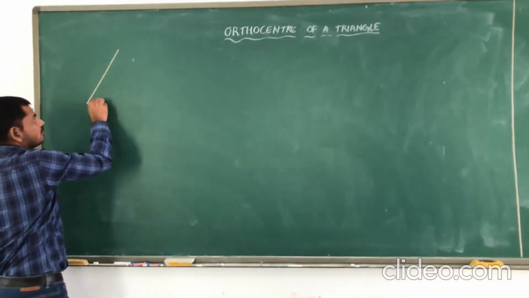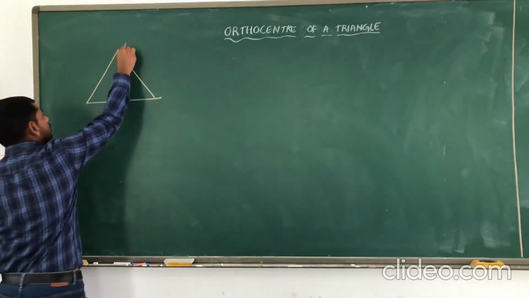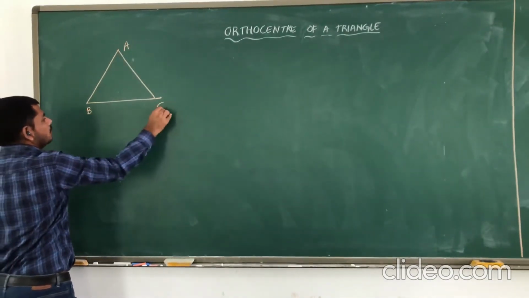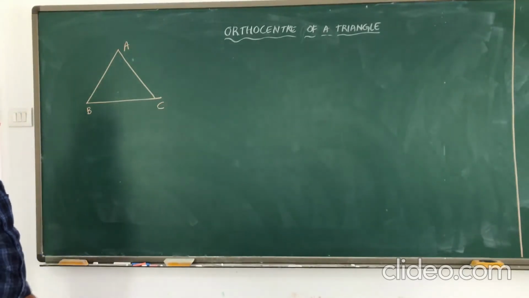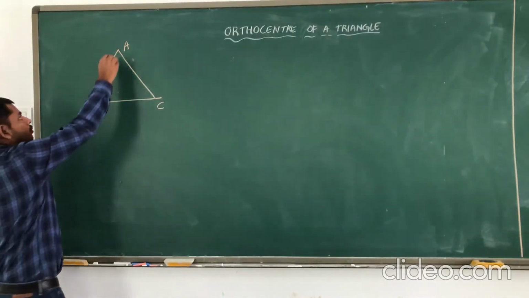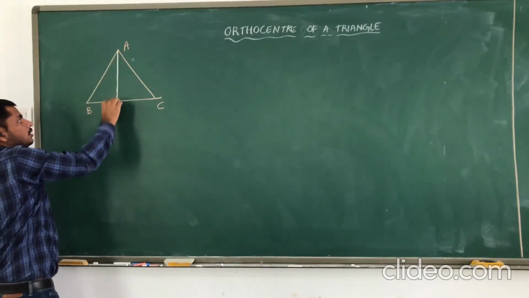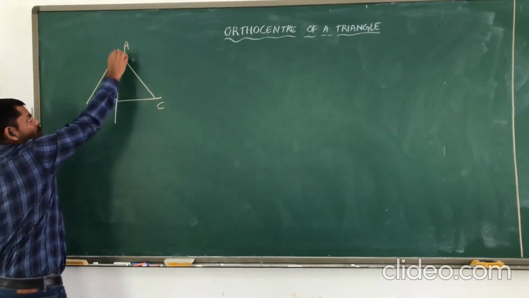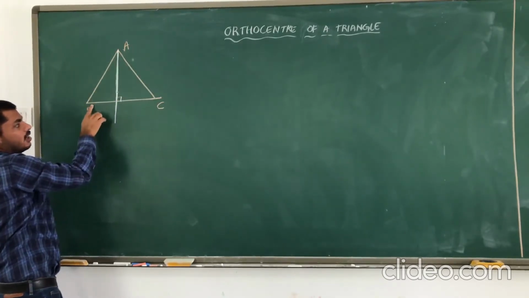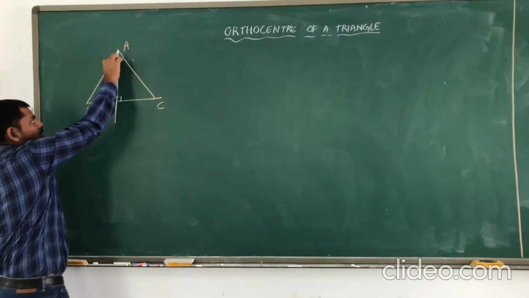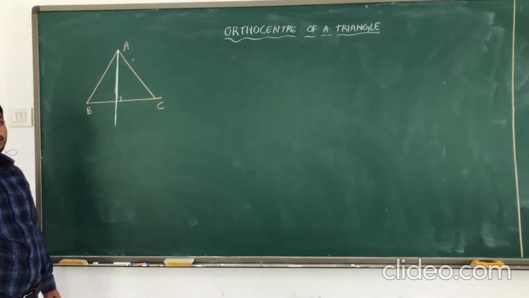Suppose this is a triangle ABC. An altitude is the perpendicular line from a vertex to the opposite side. See, this is the perpendicular line from vertex A to the opposite side. The side opposite to vertex A is BC. This is called the altitude through vertex A.